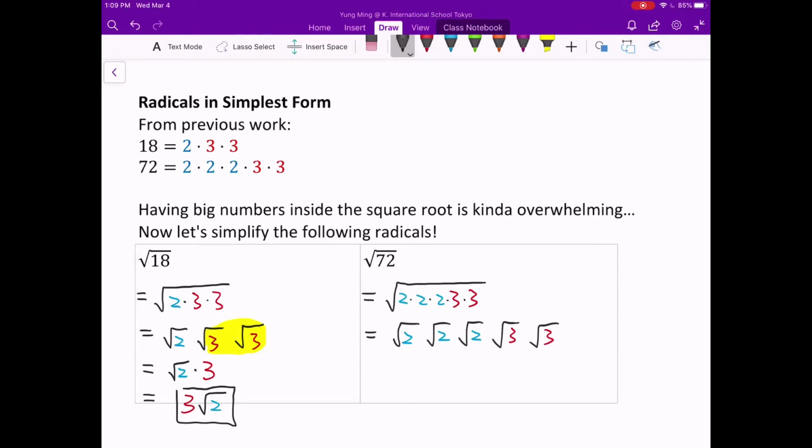Same thing over here for root 72. In this case, we actually have three pairs' worth to consider. First of all, I have the root 2 and root 2. And we have the other pair over here, a root 3 and root 3. So we can group them. First of all, the root 2 is still root 2. But then the root 2 times root 2 becomes a 2. And then the root 3 times root 3 will give you a 3. Again, we like to put numbers at the front. 2 times 3 will give you a 6. And then the root 2 is still a root 2 over here. So we are done. Square root 72 is exactly the same as 6 square root 2.